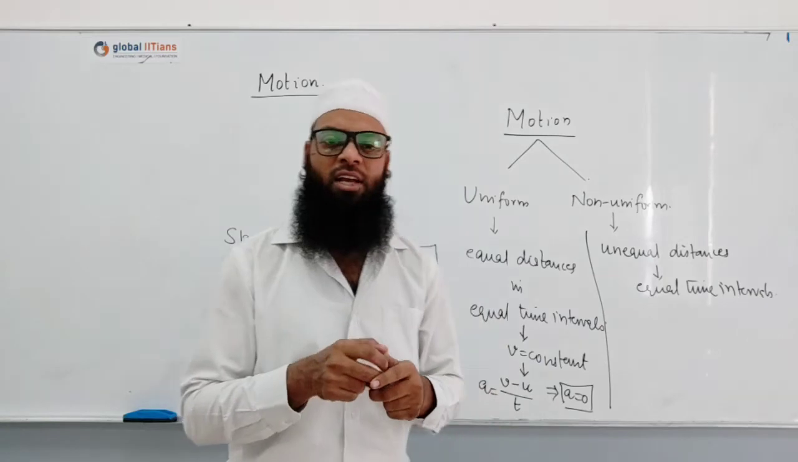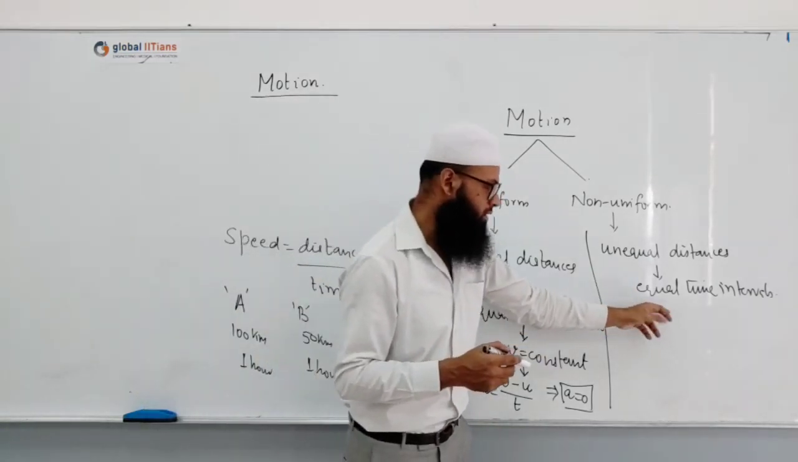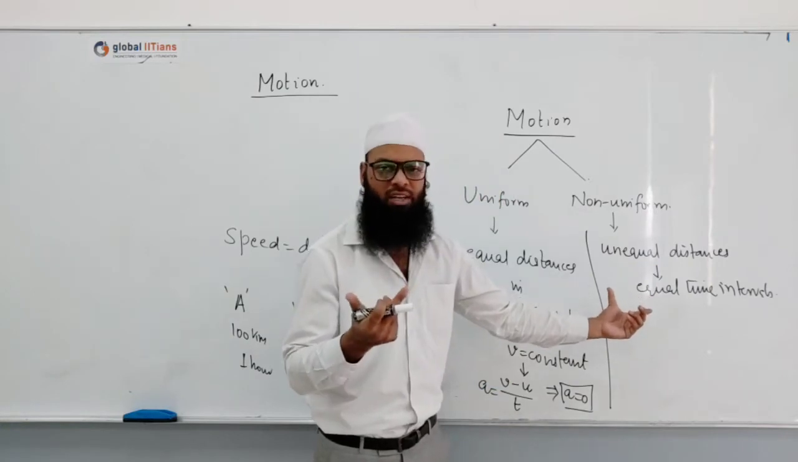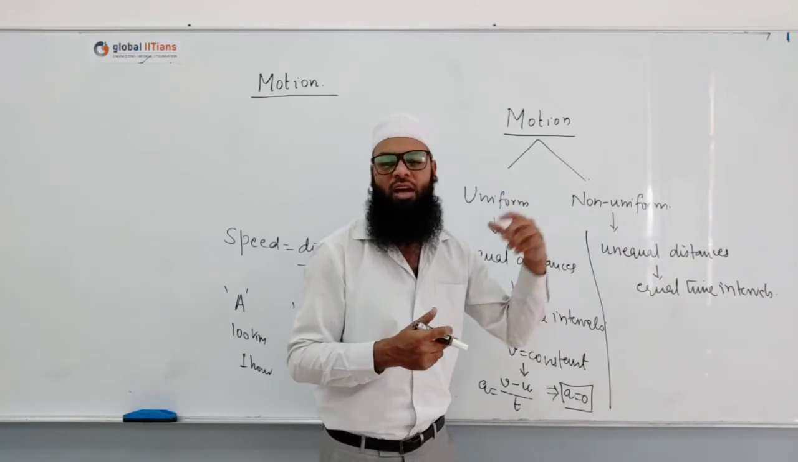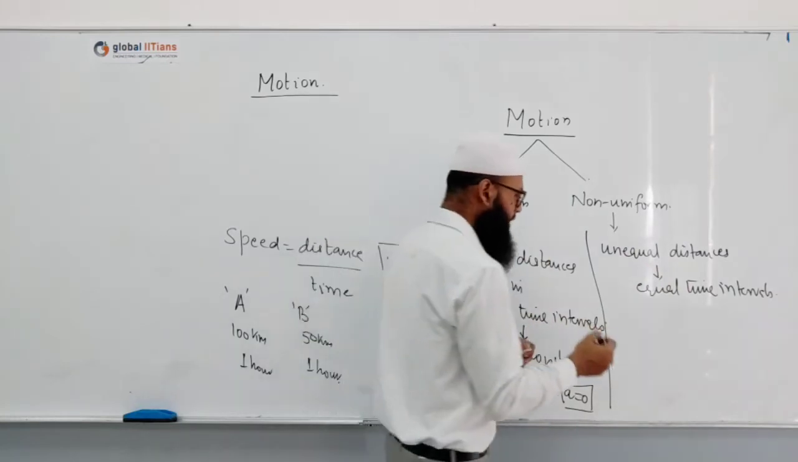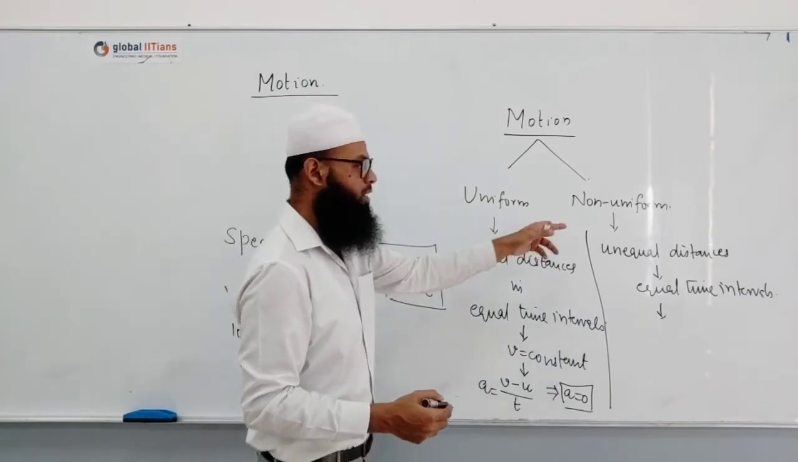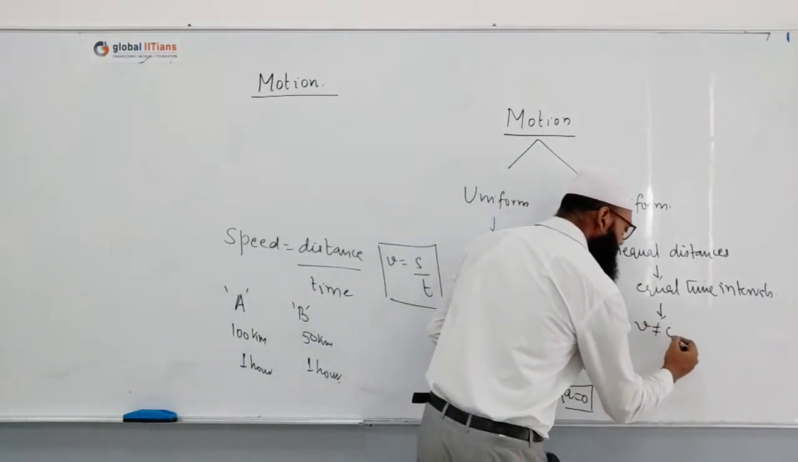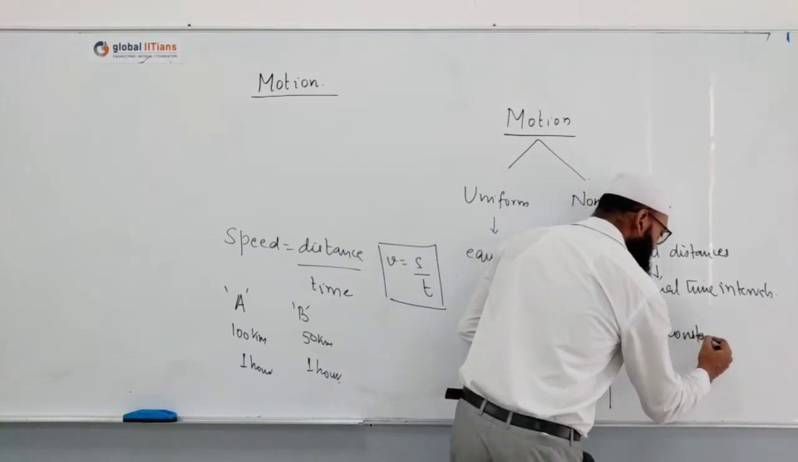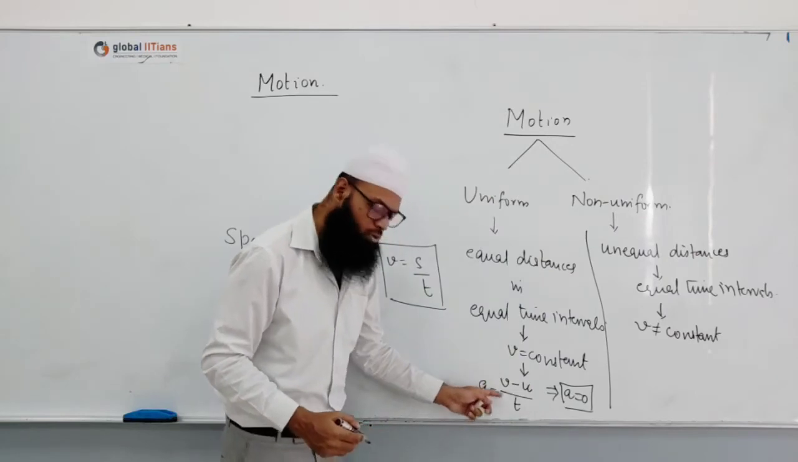It could be different in different situations. For such a case, if the distance covered is unequal in a given time interval, for example, in this case we were having 1 second time interval. So in that 1 second time interval, the distances covered were unequal. So such a case is known as non-uniform motion. And obviously we can see that in this example, velocity was not constant. And thus we can say that acceleration is not going to be zero.